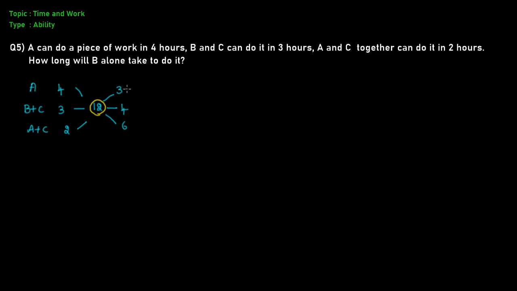And we know A can complete 3 units of work per hour. B plus C can complete 4 units of work per hour. And A plus C can complete 6 units of work per hour. But we need to find how many units of work B can complete in an hour, right? So I'm just simply adding this first equation and the second equation to get the value of A plus B plus C, right guys? Because we have A in the first equation and B plus C in the second equation.